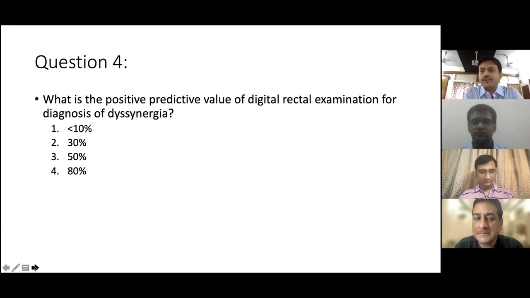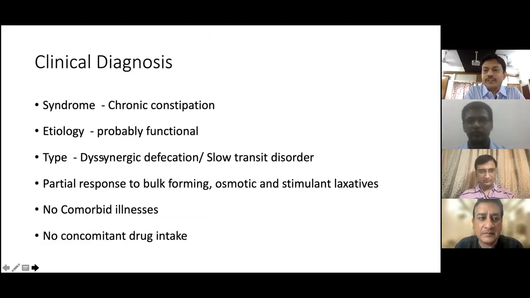Okay. So what I think is clear so far from the discussion of history and examination is that constipation, while we see it commonly, has so many points to evaluate in a patient who comes to us with it. There are a lot of elements in history to be covered. Then examination, especially rectal examination, is so important.